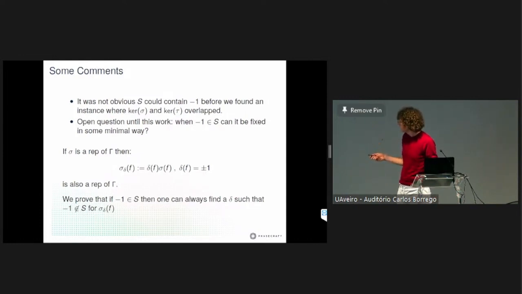The idea here is that, if you have some representation of gamma, sigma, right, which just satisfies these anti-commutation relations, this is also a representation when you include signs in front, because it doesn't change the anti-commutation relations. And so what we've been able to prove, via some Gaussian elimination arguments, is that if this minus one is in the stabilizer group, then you can always find a delta that fixes this thing. Okay.